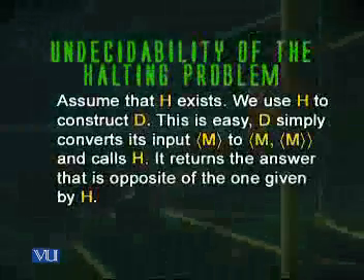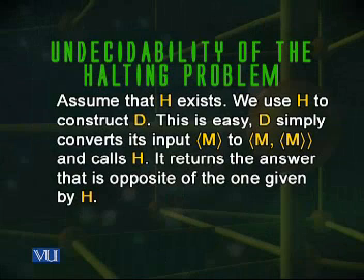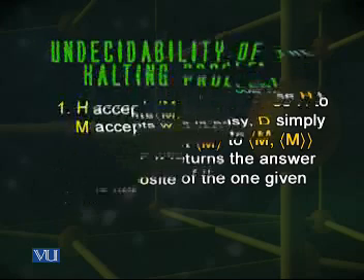Let's review this proof once again, summarize it, and see what we have done. We started by the assumption that H exists. We use H to construct D. This is easy. D simply converts descriptions of Turing machines into pairs. The first component is the machine and the second component is the description of that machine, and calls H. It returns the answer which is opposite of the one given by H.